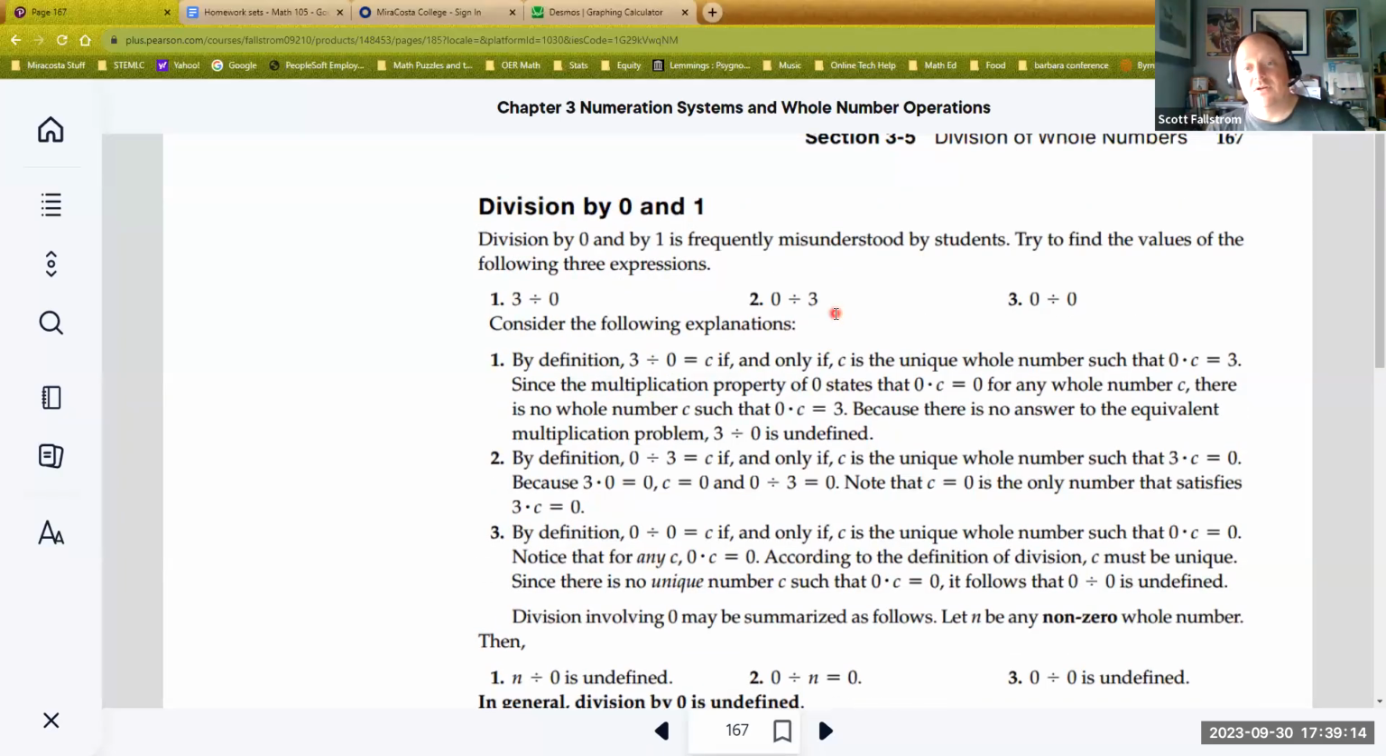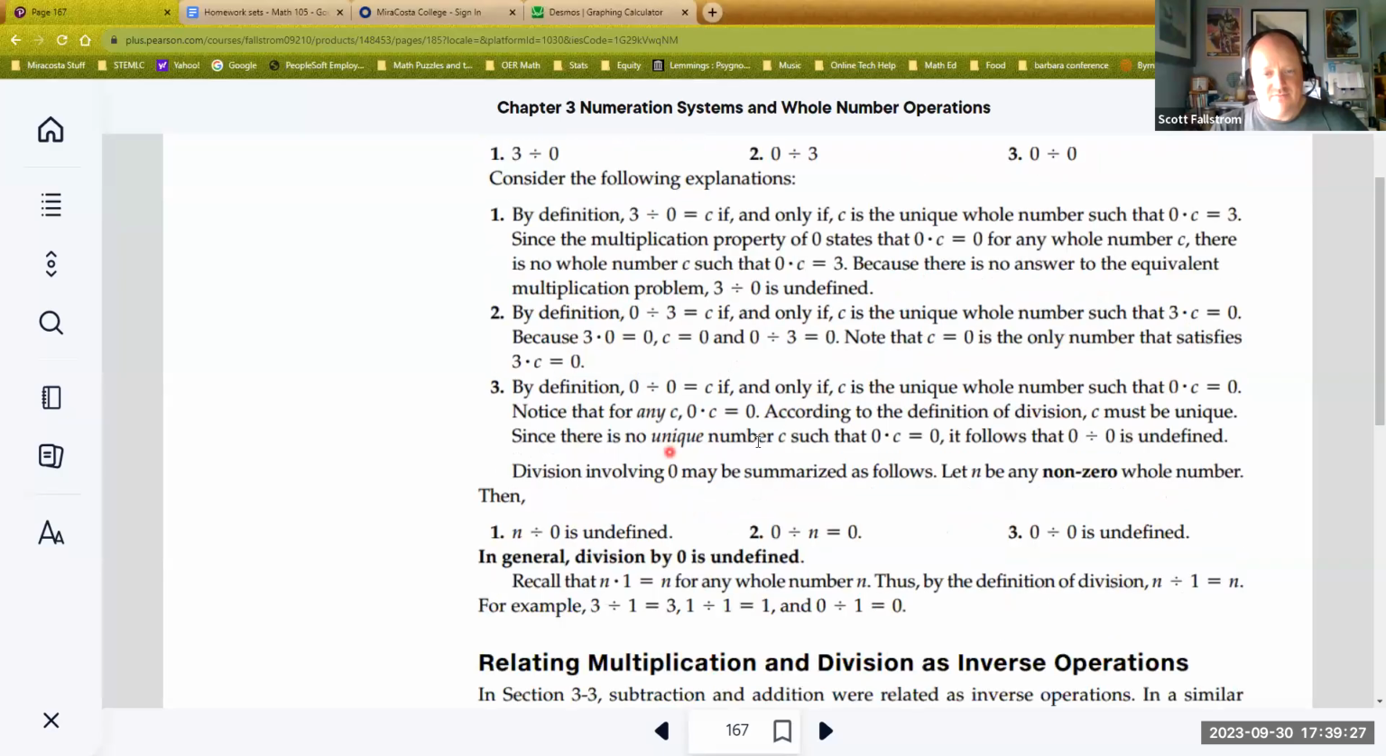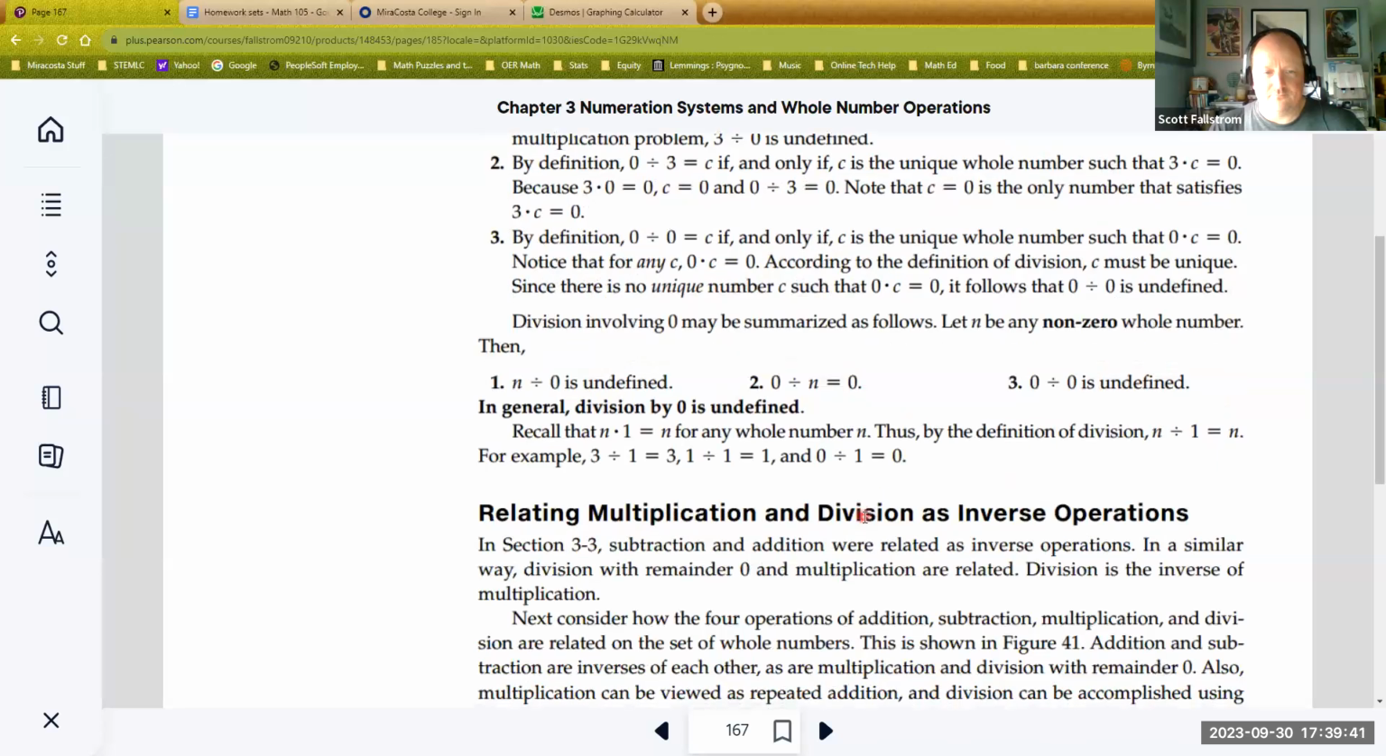So I would like you to cross that out in your books, and I will tell you to do that in class as well. I'll ask you to scribble that out because that is inappropriate. 3 divided by 0, there is no number. 0 divided by 3, there is a number. And 0 divided by 0, there is no unique number. It means there's too many. So we're kind of balancing before. It's like the Goldilocks principle, right? Too small, too many, just right. The only problem that was just right would be 0 divided by 3.